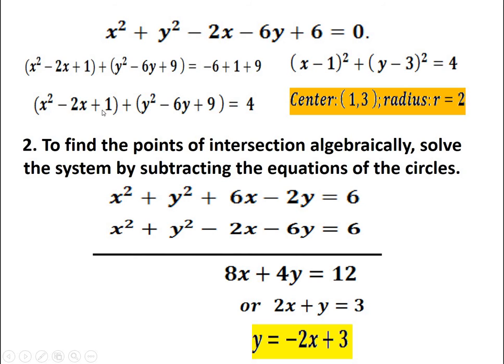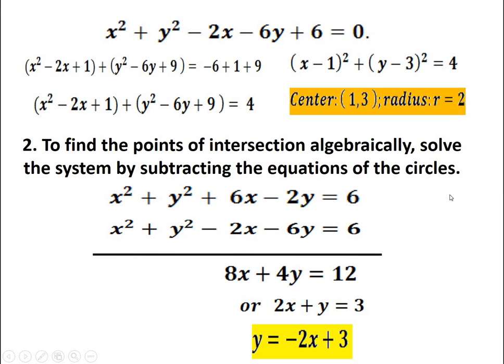Express x squared minus 2x plus 1 as the square of binomial. It will be the square of x minus 1. Copy plus, then express y squared minus 6y plus 9 as the square of binomial. So we have y minus 3 squared. Then copy 4. So from here, we can easily find the center (h, k). So h is the opposite of negative 1, which is positive 1, and the opposite of negative 3, which is positive 3. And the radius r, simply get the square root of 4, which is 2.